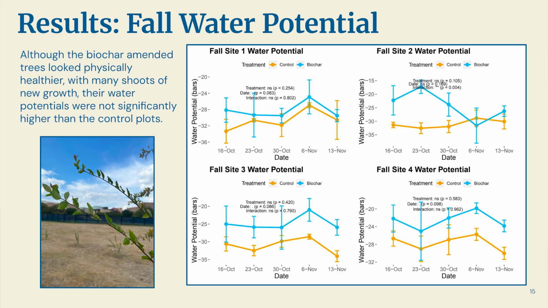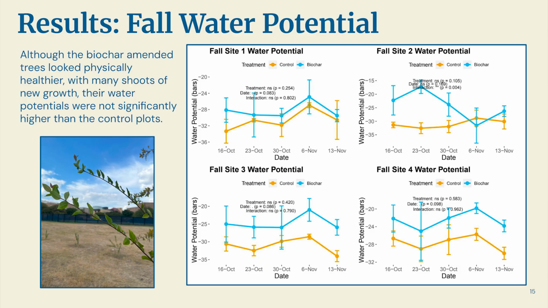But that's good news. Unfortunately, the water potential measurements, so in blue is biochar and in yellow is the control plots, I forgot to specify that, but none of these results were actually significant, even though the graphs look physically higher, just because of how much disparity there was between each measurement.